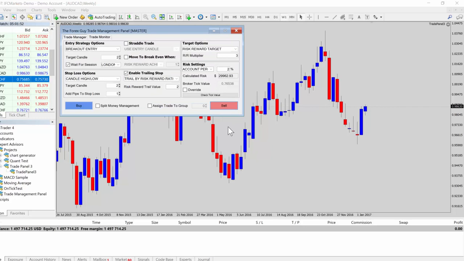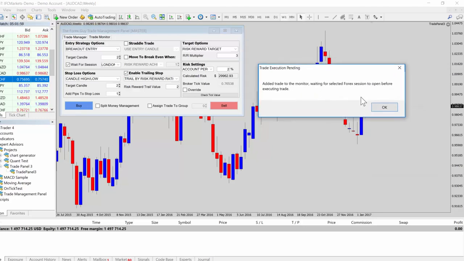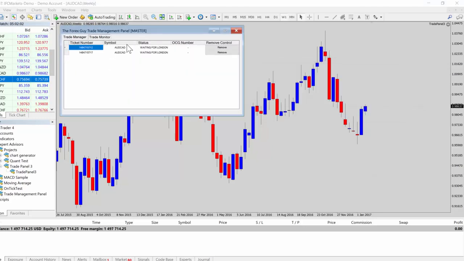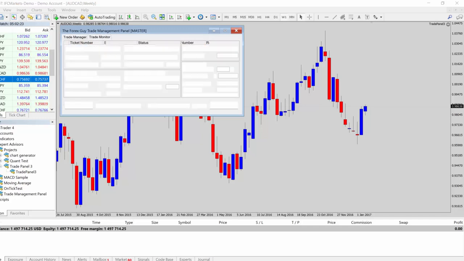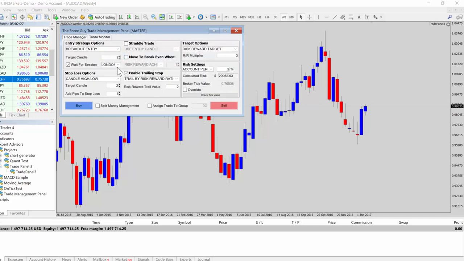So we can do another one, do a sell, we can do a buy. It's just telling us what's happening, and we've got our orders here waiting for London. And if you think, I don't want these to be triggered anymore, you just basically remove them like so and get rid of them in that way. That's basically the breakout order.